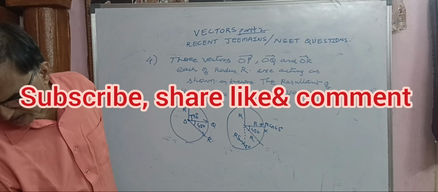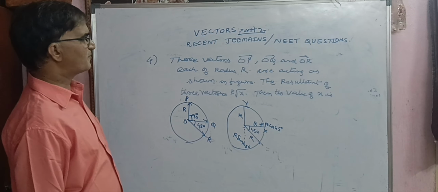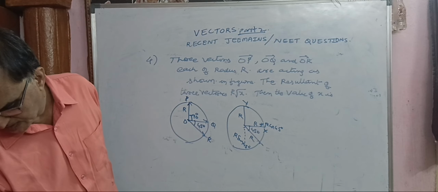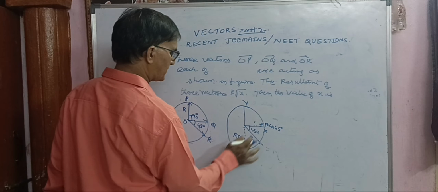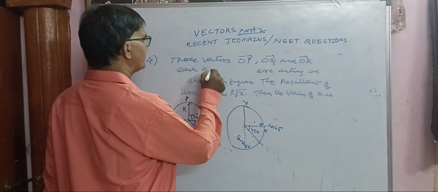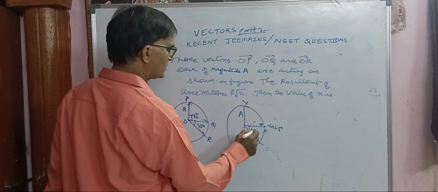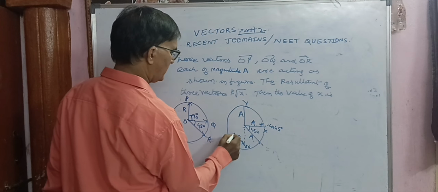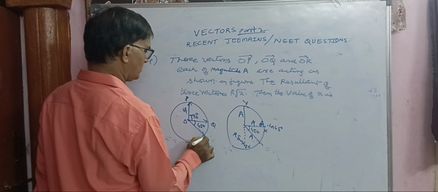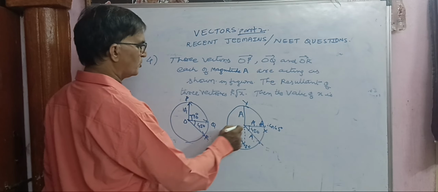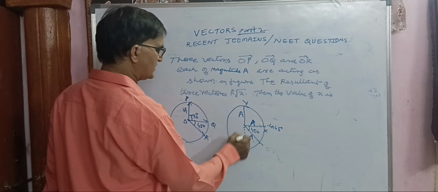So along the x axis, the resultant is A root x, it is said, no? Each of magnitude A, sorry, not radius, each of magnitude A. We'll take A here. This is A, this is also A, this is also A. A sin 45, A cos 45, this is also A. Okay. Now, this is A cos 45, this side already you have A here. This is A, this is A sin 45.